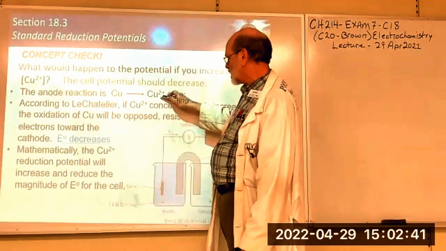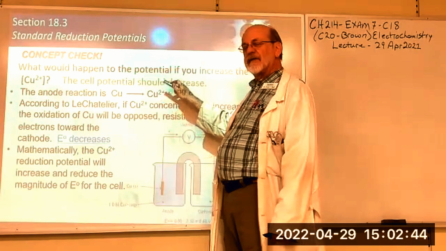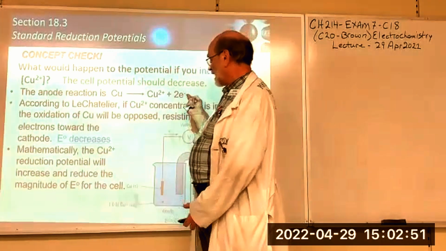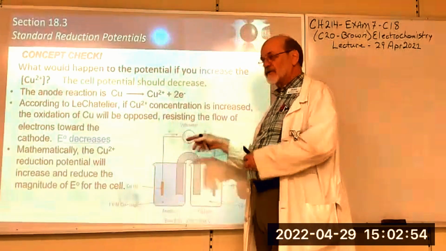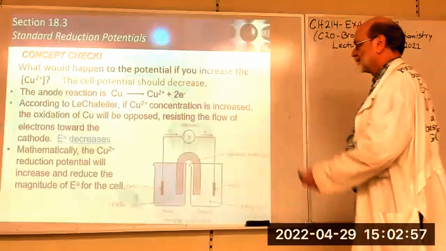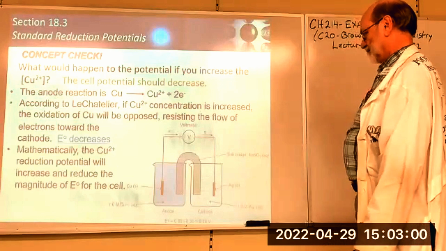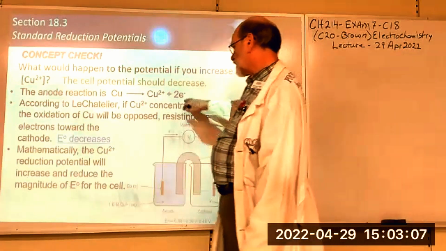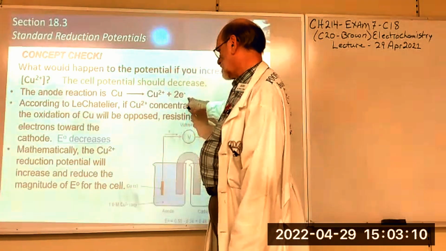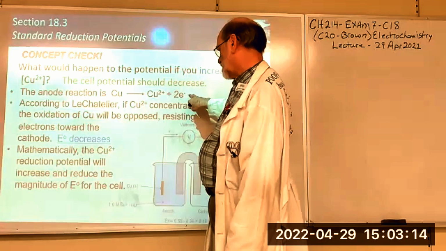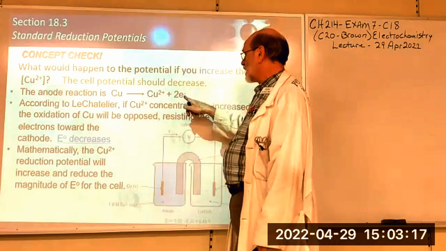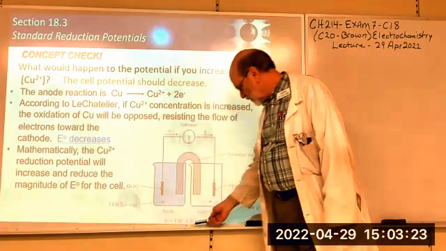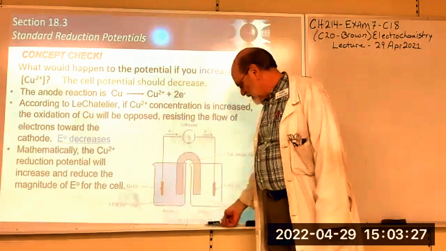If we increase the copper ion concentration, the equilibrium goes that way. So that would make the electrons go back this way and reduce the flow of electrons, decrease the voltage. In that case, the copper 2+ reduction potential will increase. Yeah, we would increase the reduction potential, but when we change the sign, that would decrease the overall voltage, because we would make this one bigger as a negative, and that would make that one smaller.